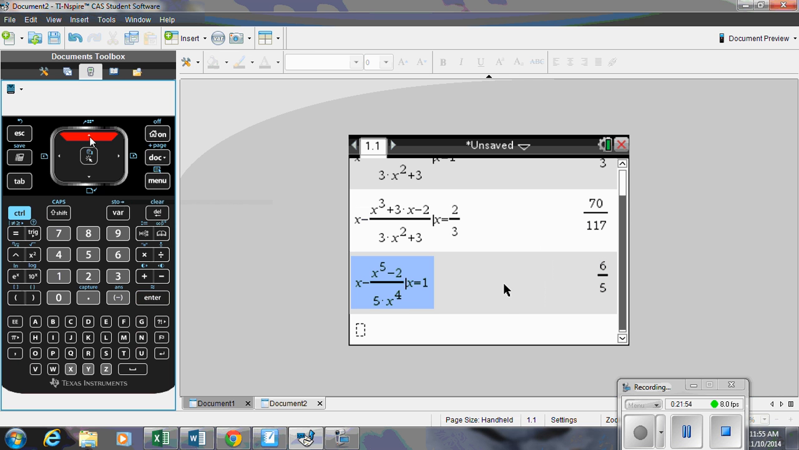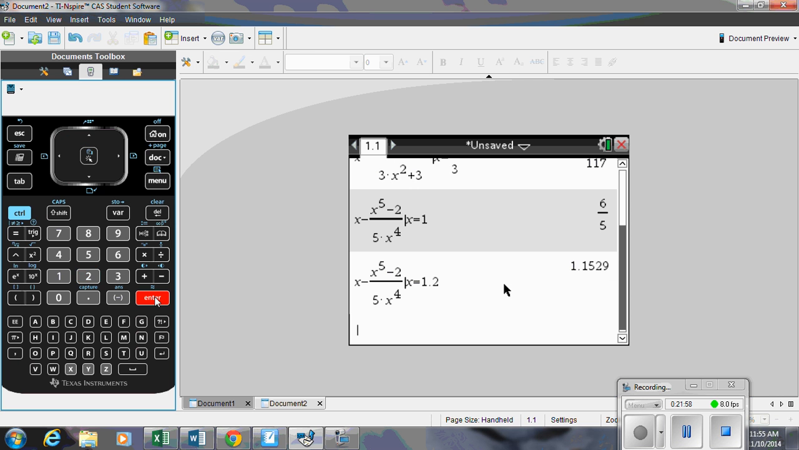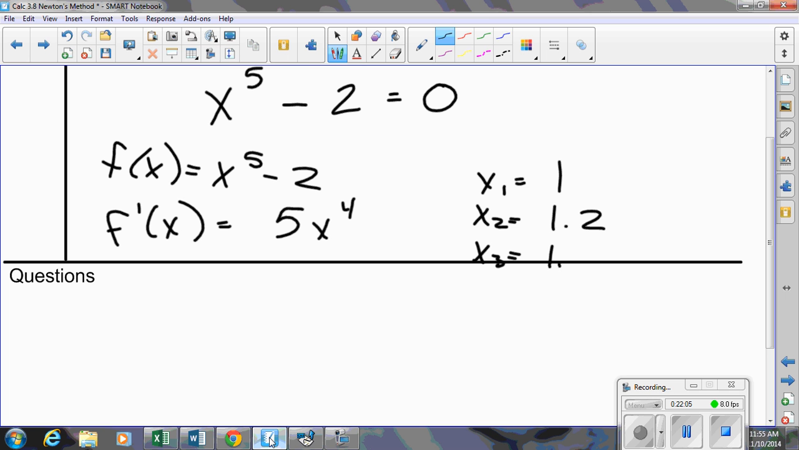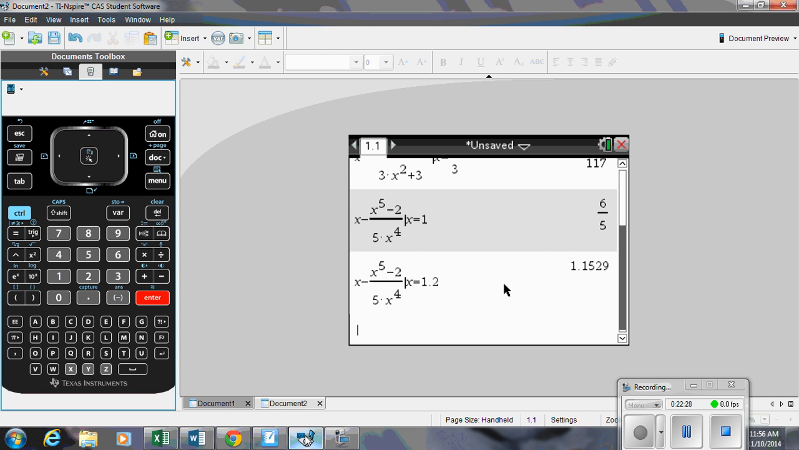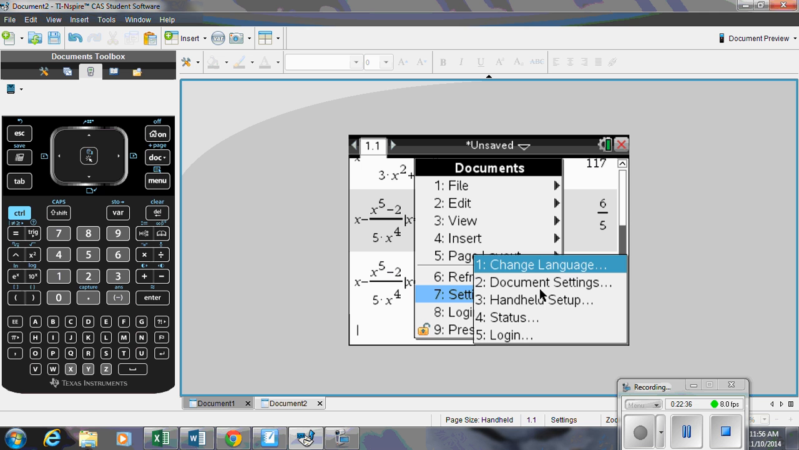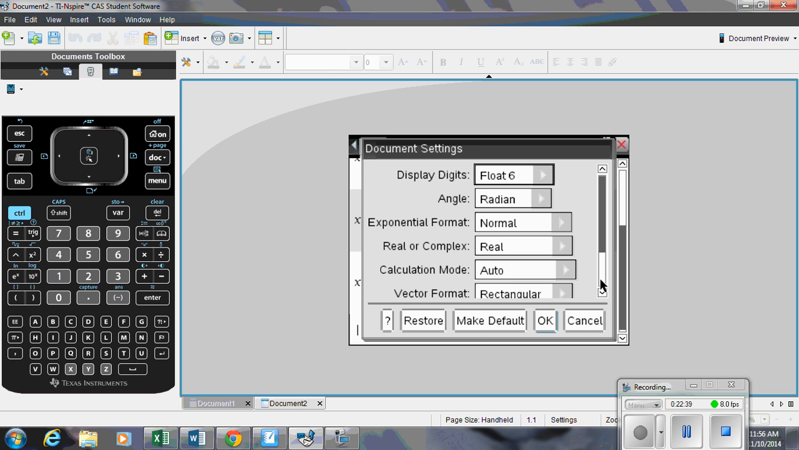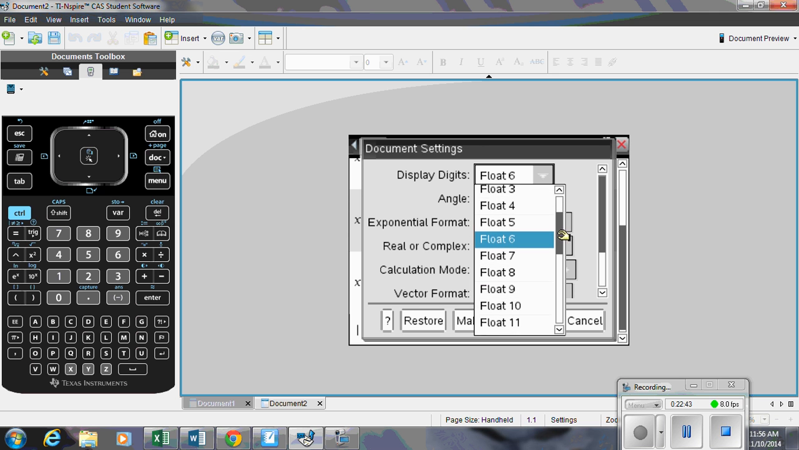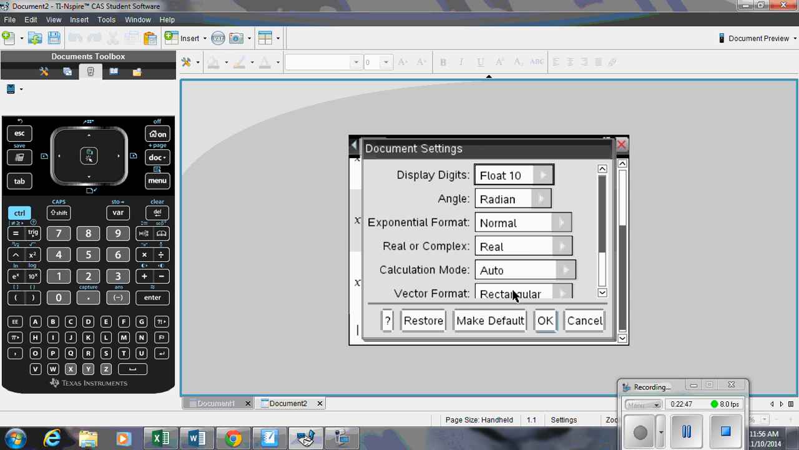Okay, taking this piece right back in, given that we have x equals 1.2, tells us x3 equals 1.1529. Well, remember how the direction said we need this accurate to 8 decimal places? How could we possibly know we're accurate to 8 decimals when the calculator is only giving us 4? It's a settings issue. We have to go into the settings and increase it so that it's 8 decimals. Menu, document settings. Display digits is float 6. Let's go float 10. Telling us OK.